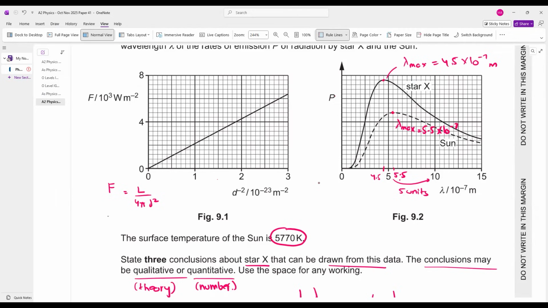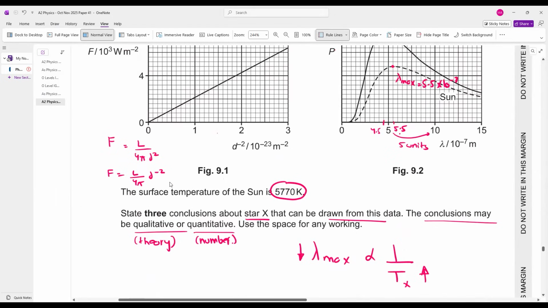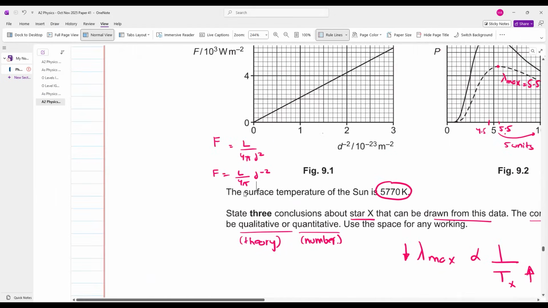Let's take this to the top side. F is equal to L over 4 pi d to the power of minus 2. बेटा क्या आपको ये फॉर्मूला याद था? Do you remember this formula? The radiant flux intensity is equal to the luminosity divided by 4 pi d square. I have taken d square to the top side. This becomes d to the power of minus 2. क्या कहोगे आप? What will you say here?